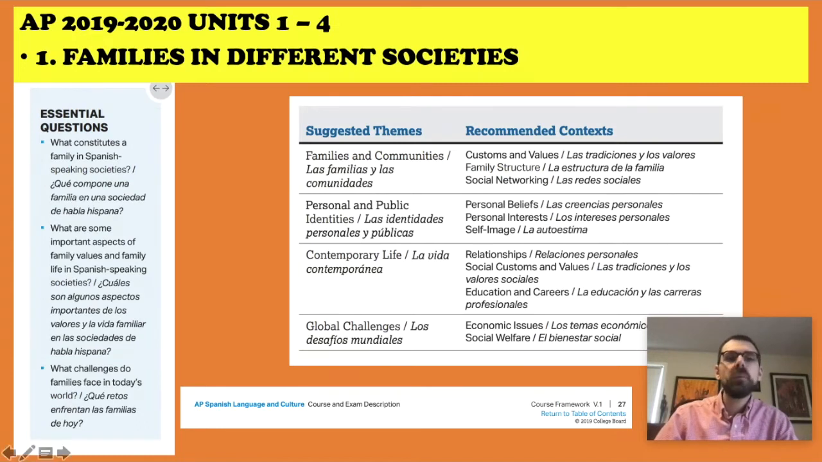And I've included here, which I have taken from the AP Spanish Language and Culture course and exam description, from the course framework, page 27, College Board 2019. You can find all of this right on the Spanish Language and Culture exam site from College Board and AP. It gives you the essential questions, the suggested themes, and recommended context. And when we wrote Nuestra Historia AP, we used the same recommended context in our platform, in our book.